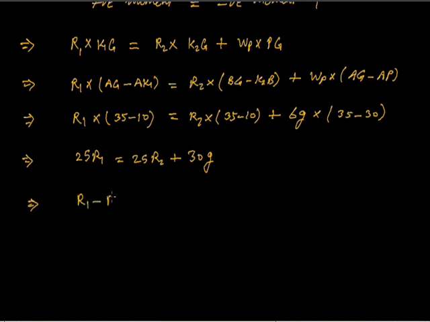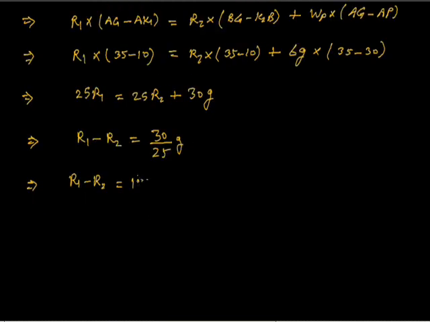or R1 minus R2 is equal to 30 upon 25 g, or R1 minus R2 is equal to 1.2 multiplied by 9.8, or R1 minus R2 is equal to 11.76. Let us consider this as equation number 2.